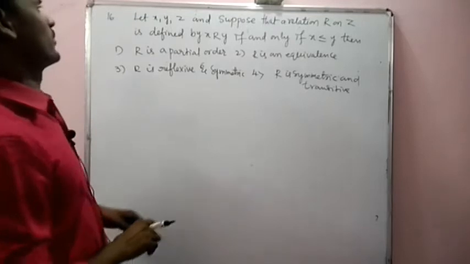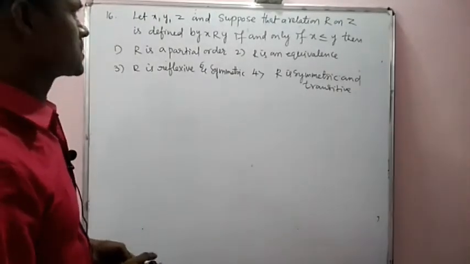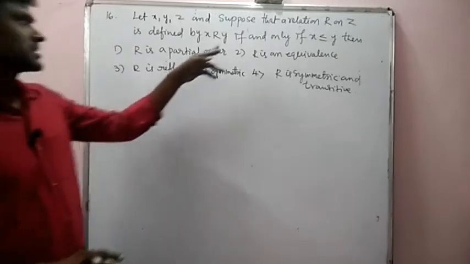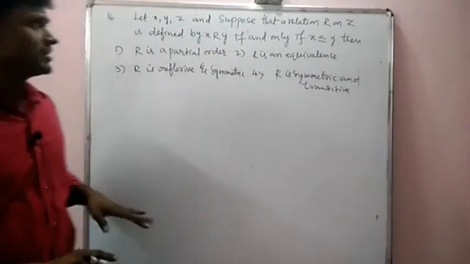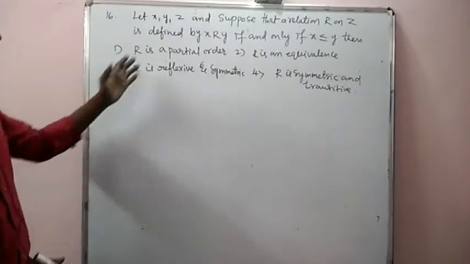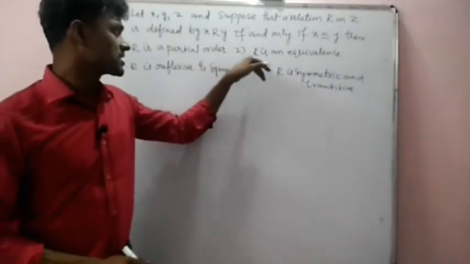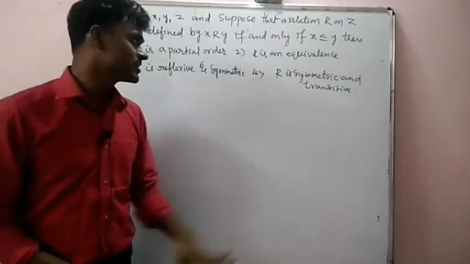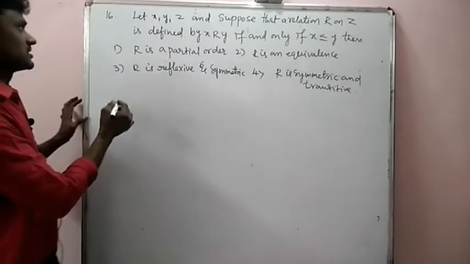Next question: suppose the relation R on Z is defined by x R y if and only if x is less than or equal to y. Then the options are: R is a partial order relation, R is an equivalence relation, R is reflexive and symmetric, R is symmetric and transitive. Which one is correct? We have to see.